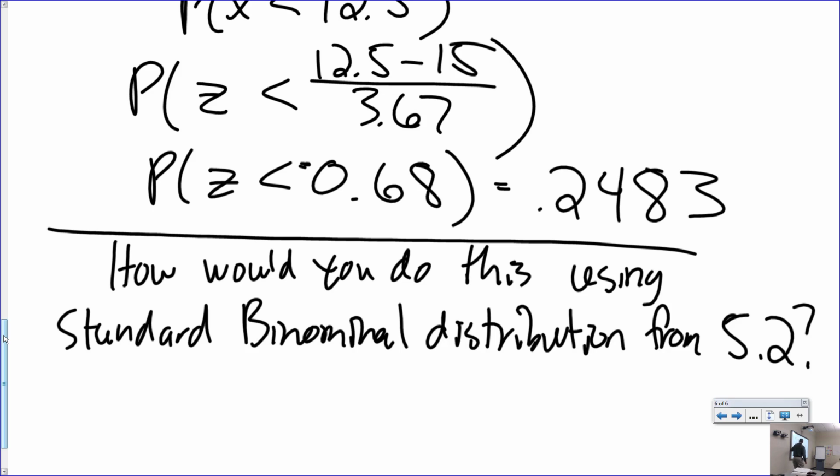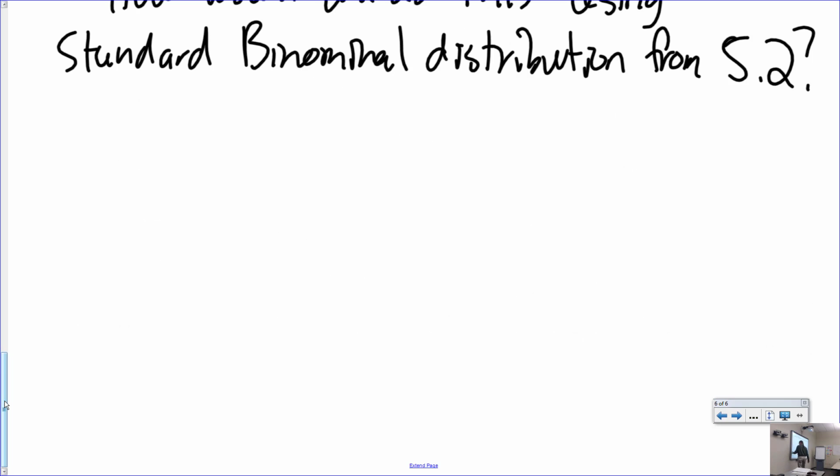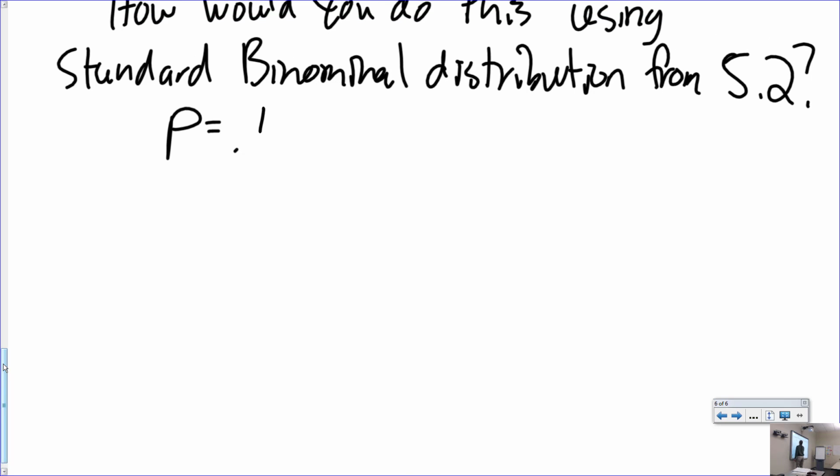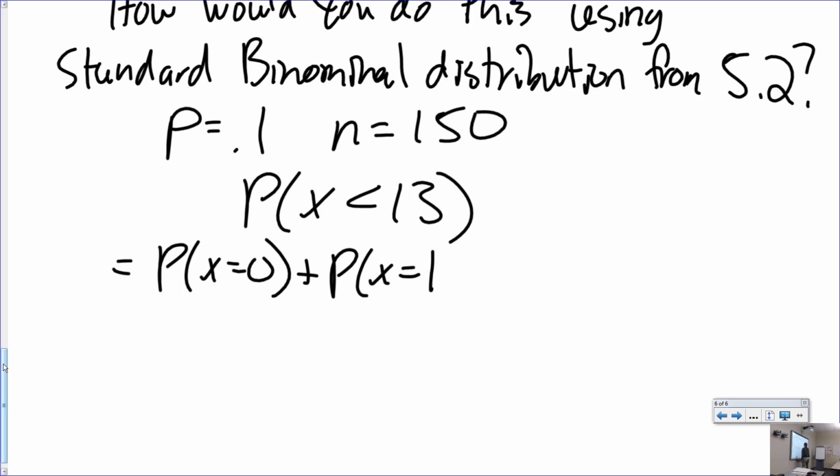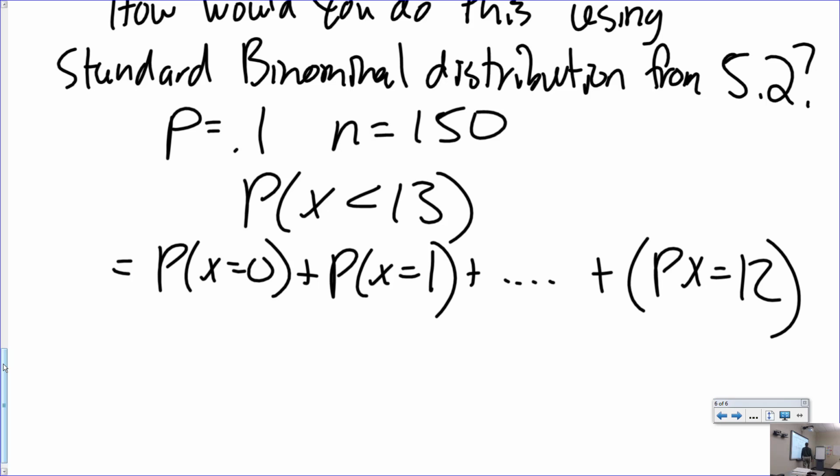So how do we do it? So p equals 0.1, n equals 150, and I want the probability that x is less than 13. So what would I have to calculate, in theory? So total number, wait, are we doing the N of the X?